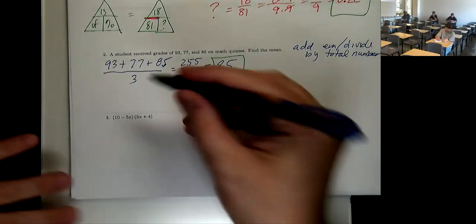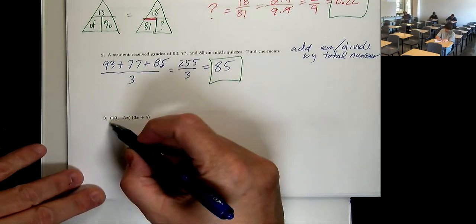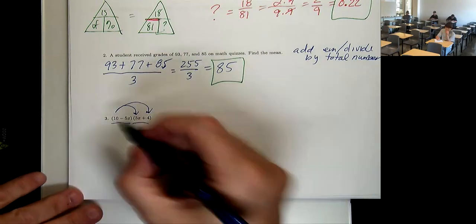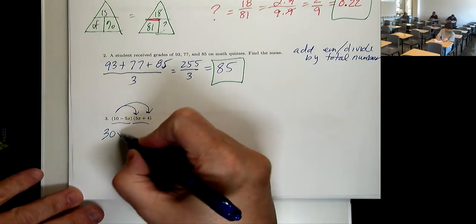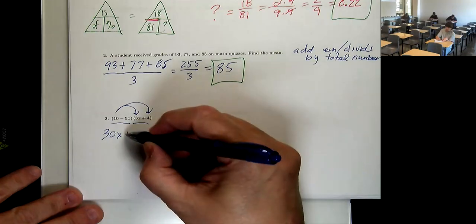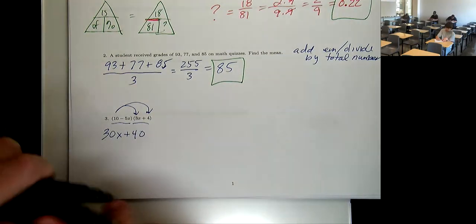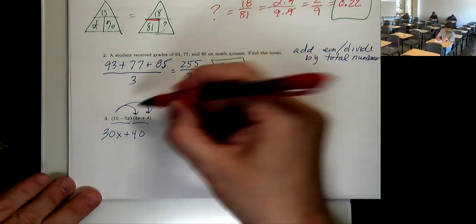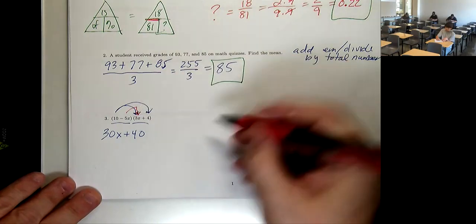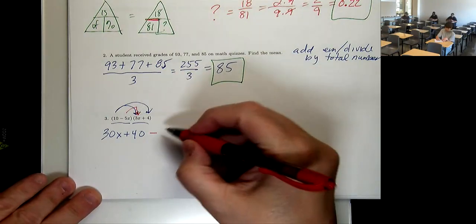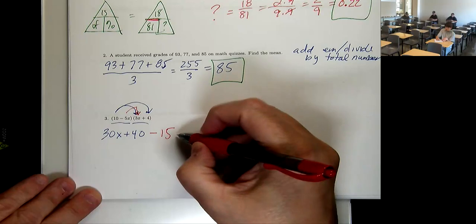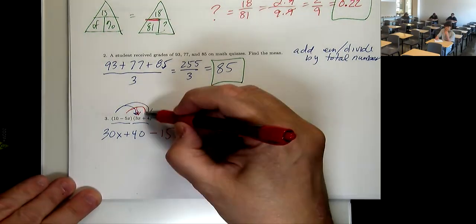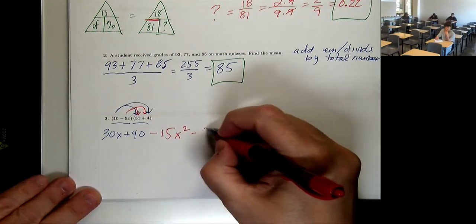All right, so I'm going to take this, we got to distribute. I'm going to take the 10 and multiply it by the 3x and the 4. 10 times 3x is 30x, and 10 times 4 is 40. And then I need to distribute the negative 5x. Negative 5x times 3x is negative 15, and then I've got 2 x's, so x squared. And negative 5x times 4 is negative 20x.